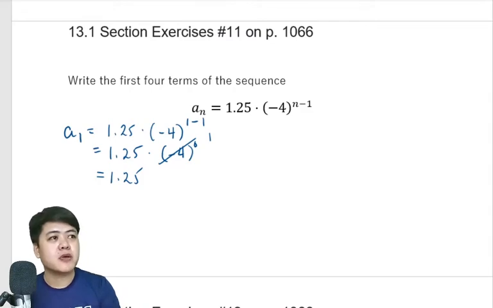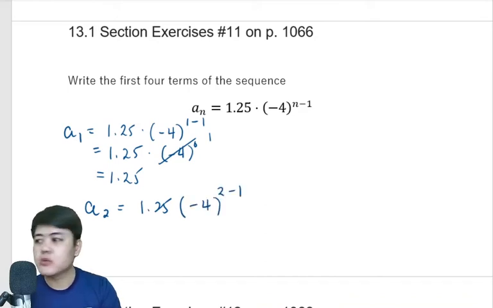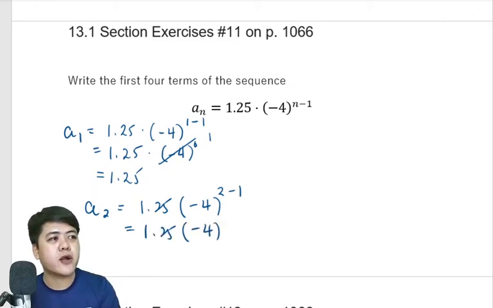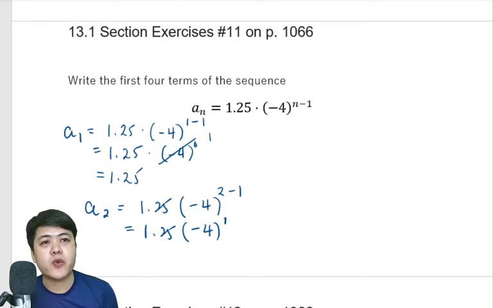Let's have a sub 2. Dito, kasya pa dito. A sub 2, substitute 2. We have 1.25 times negative 4 raised to 2 minus 1. That's 1. So, ibig sabihin, we are left with 1.25 times negative 4.